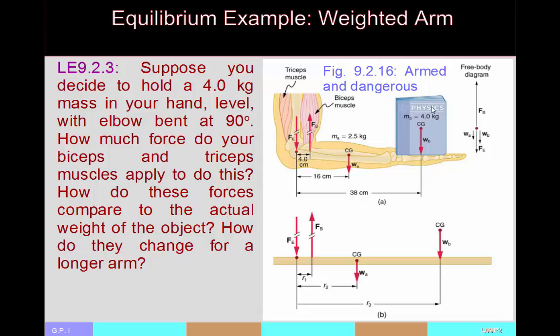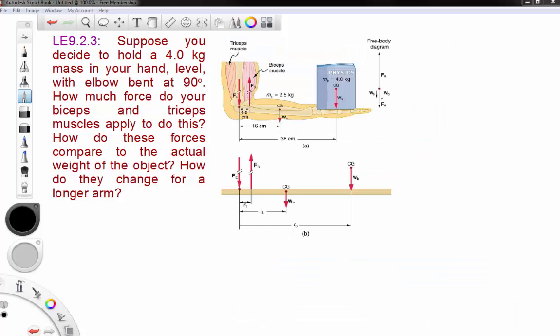Now note, the total weight of this mass at 4 kilograms, the weight is a little under 40 newtons. So the question is, how much force do you have to apply through your muscles in order to do this? All right, first step at this point, because we've already sort of drawn our diagrams here, is we need to identify what are the known and unknown quantities.